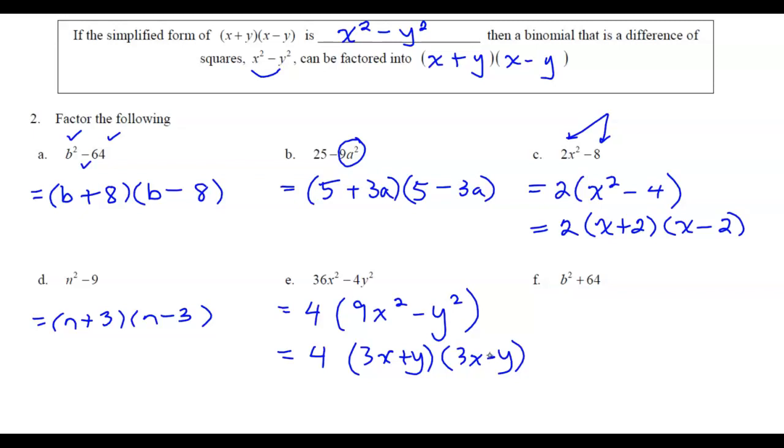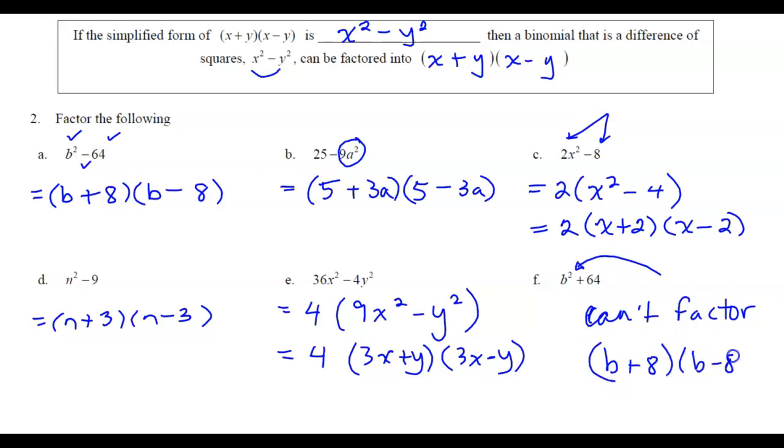Is that a difference of squares though? Yep. So this is the tricky one here. That is not a difference of squares, so you can't factor. Okay? So if you said it was b plus 8 times b minus 8, expand back. What do you get? You get b squared minus 8b plus 8b, which goes to 0, minus 64. And that's not what that is. So this can't be factored.